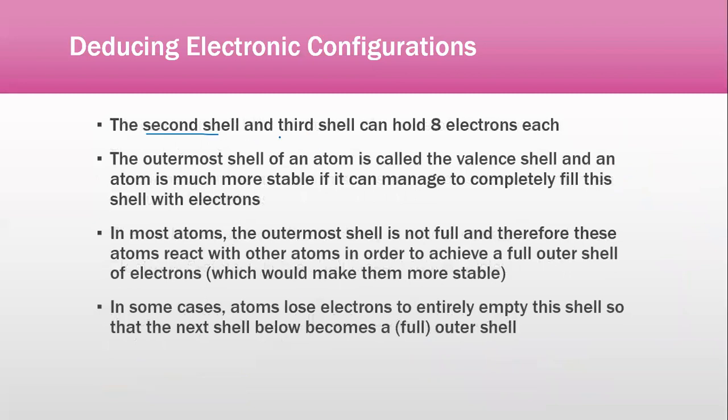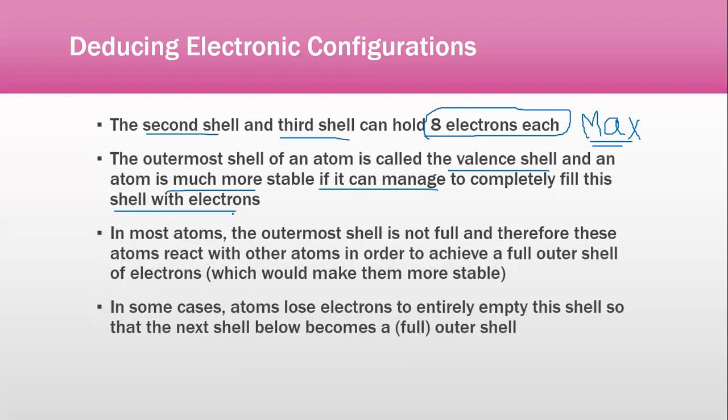The second and the third shell can hold 8 electrons each maximum. इनकी जो maximum capacity है of the second and the third shell, that is 8 electrons max. The outermost shell of an atom is called the valence shell, and an atom is much more stable if it can manage to completely fill the shell with electrons.